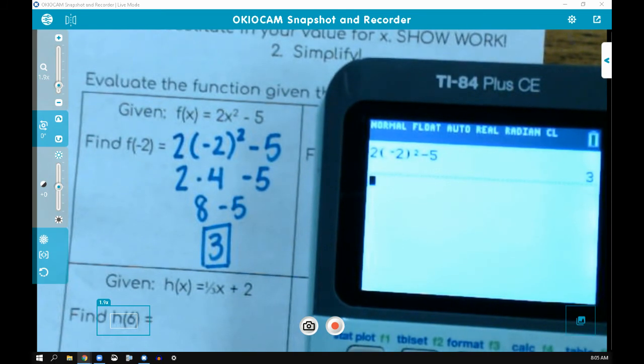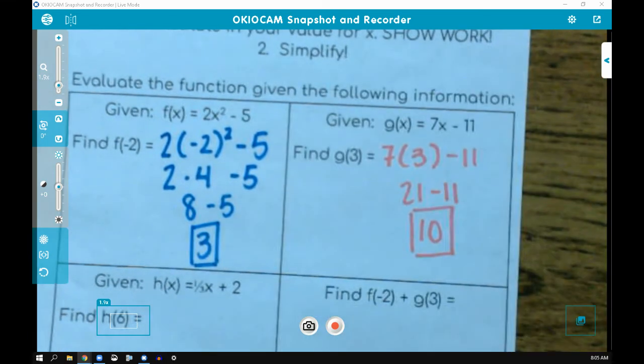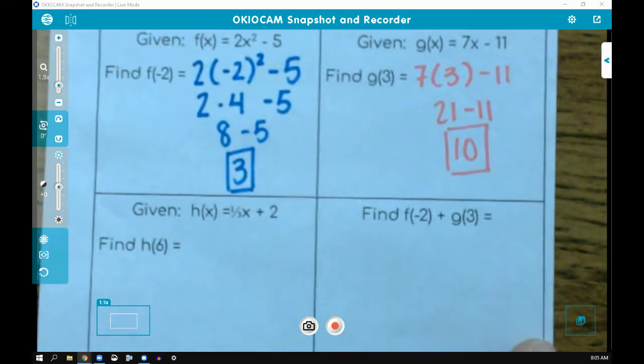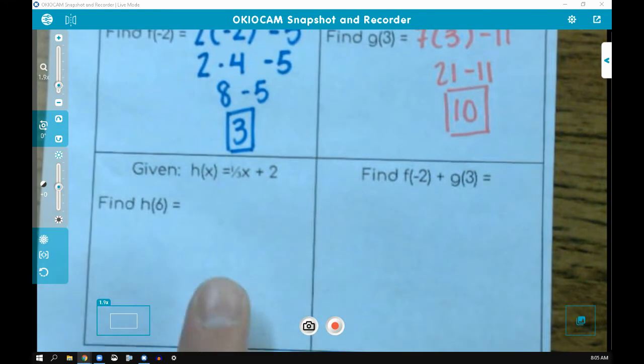Okay. Again, you have to have the top line, you have to have the bottom line. You don't have to have the lines in the middle if you do it in your calculator. The last one we've got, we want to find h of x, and then we got to do this one, but that's a different thing. So h of x equals 1/3 x plus 2. So we are going to plug in 6, because we want to find h of 6.